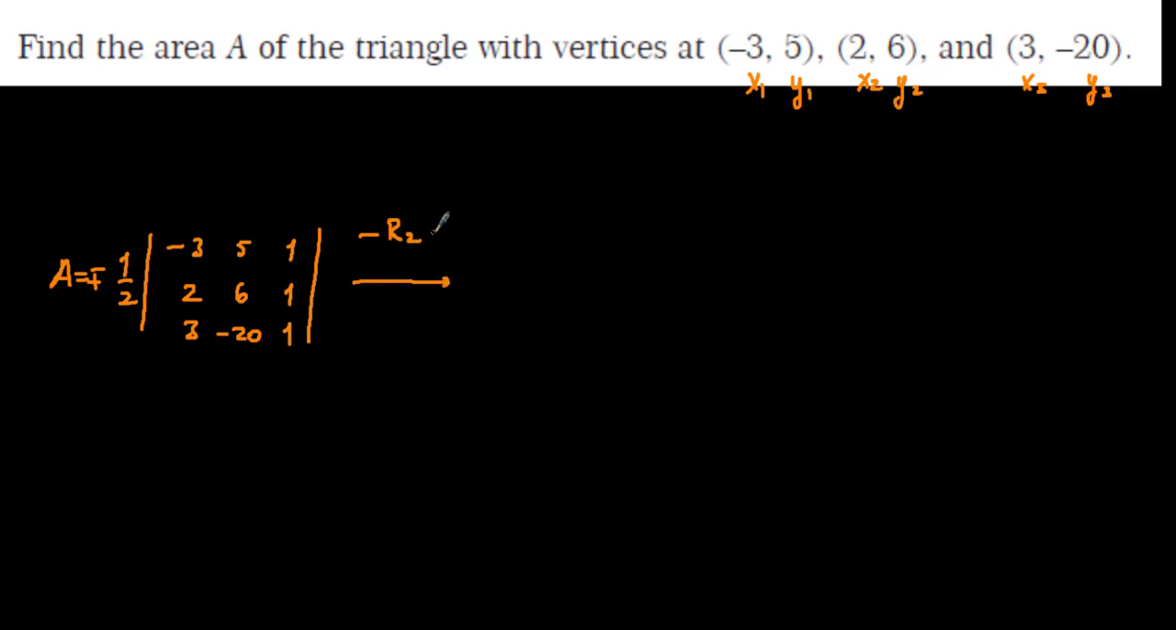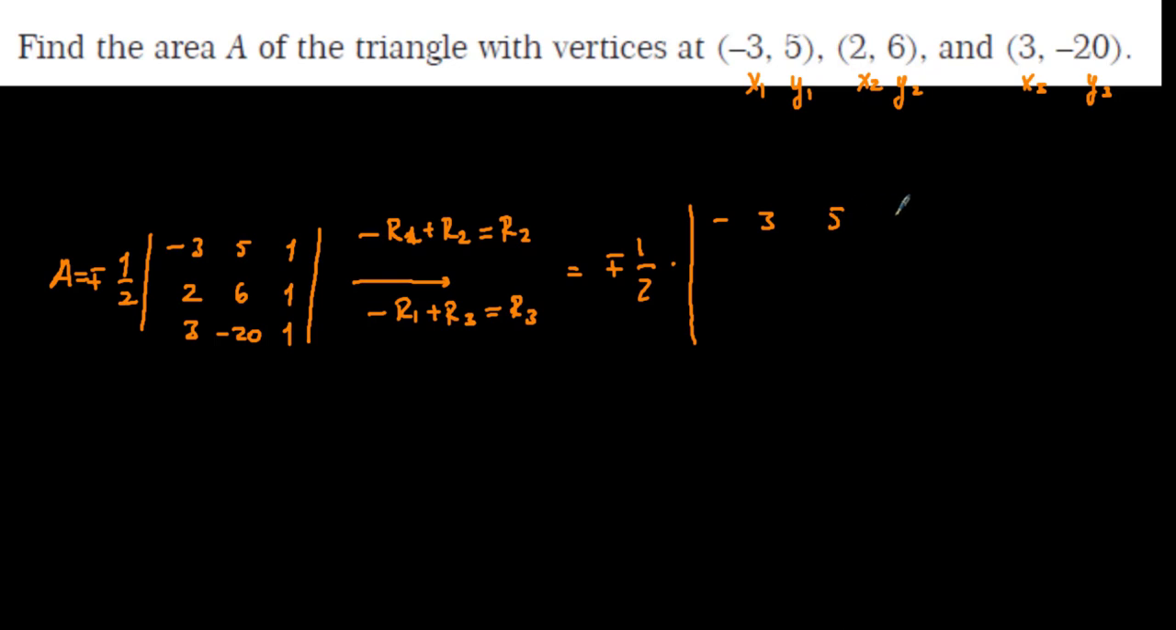So minus R2 plus R1 should be equal to new R2, and minus R1 plus R3 should be equal to new R3. By using these operations, I'm going to get an easier determinant. And here I'm going to keep plus and minus 1 over 2. This was from the formula, and I'm going to do row operations on the determinant part.